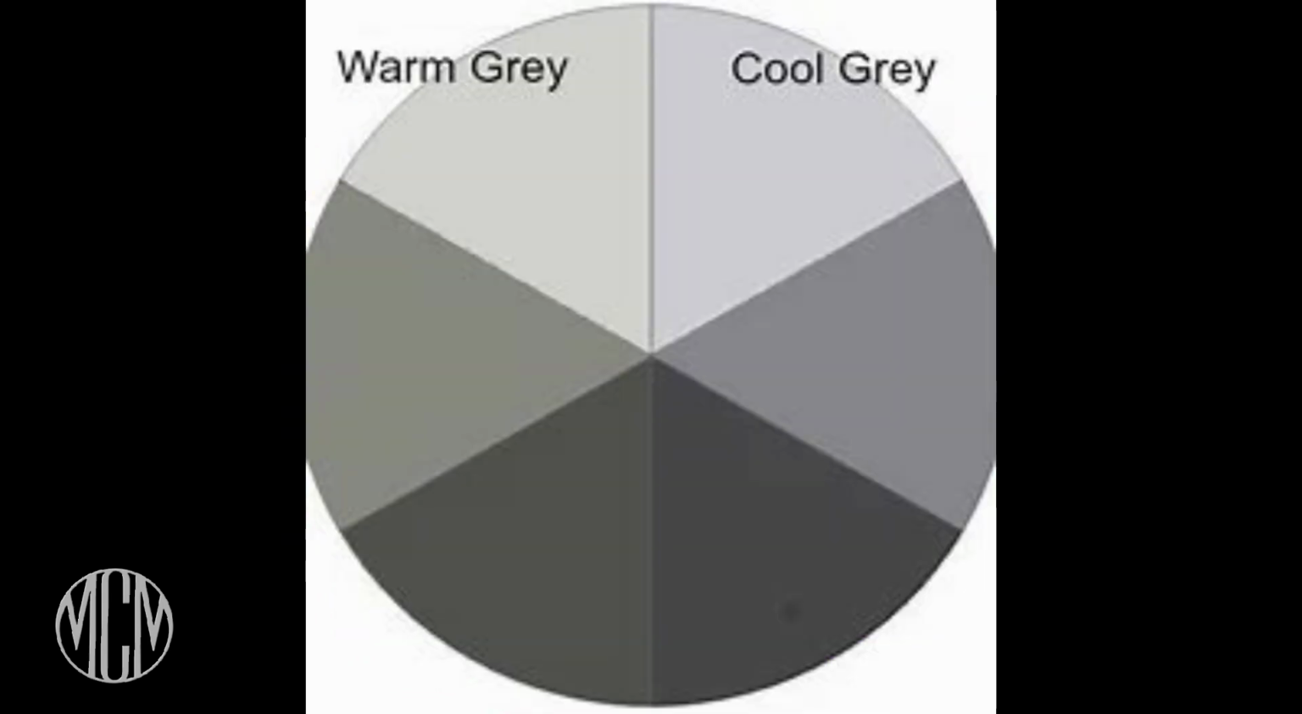But you can also have warm grays and cool grays. Your warm grays are going to have yellowish, greenish undertones, and your cool grays are going to have blue undertones.